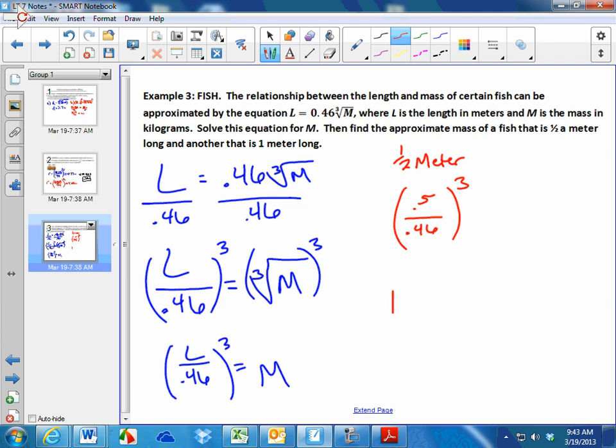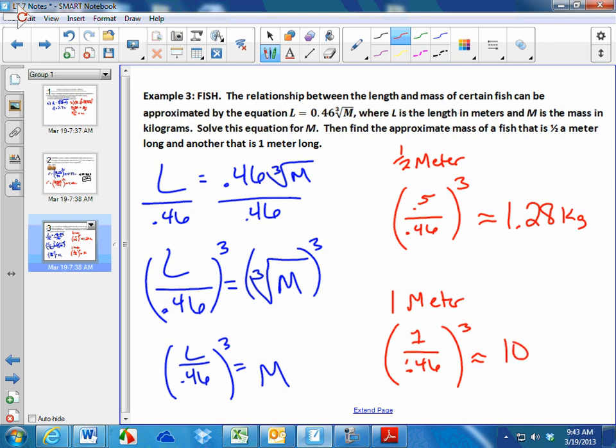For a 1 meter fish, we're going to take the same formula over here, L over 0.46 cubed, and plug in a 1. All right, calculators are going. I hear them going. What does the ½ meter become? What is the mass? 1 point what? 1.28. And the problem says that's kilograms, so kg. And the 1 meter fish? 10.27 kilograms.